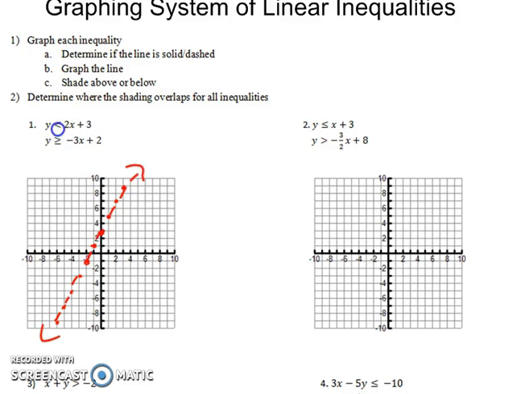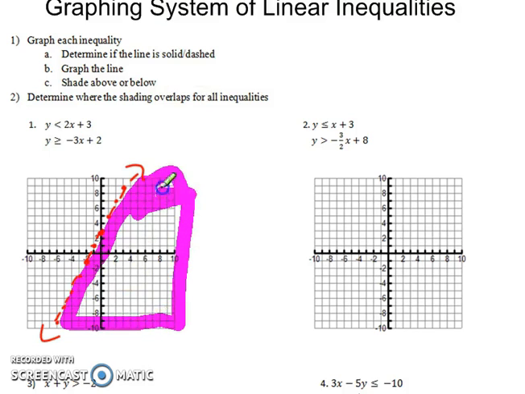Okay, so now I need to either shade above or below, and since that's less than, I'm going to shade below. So I'm going to take a highlighter, let's do pink, and I'm going to shade everything below this line right here. Oh, that didn't work. Okay, so shade everything down here.